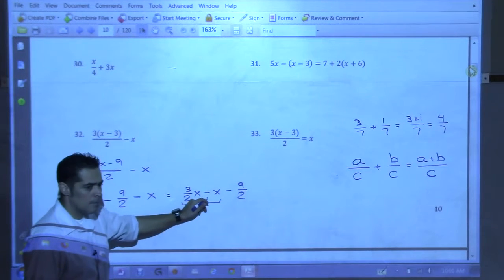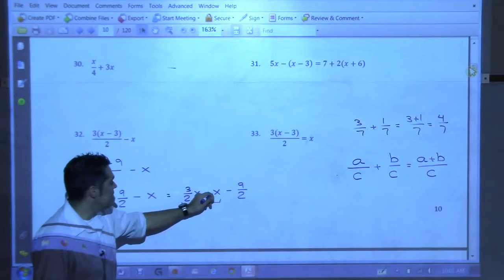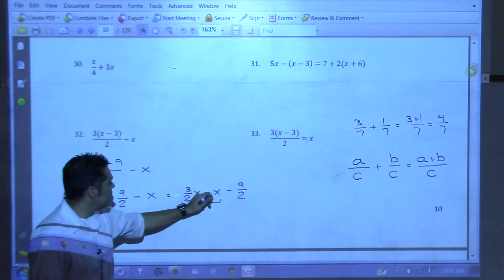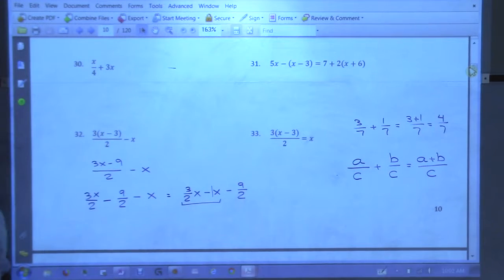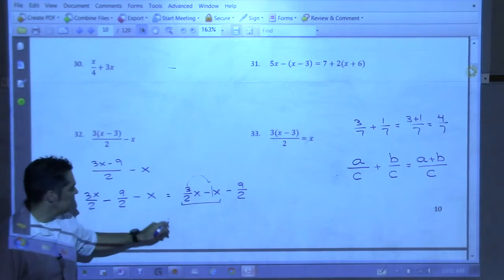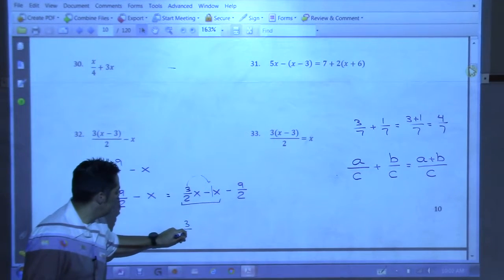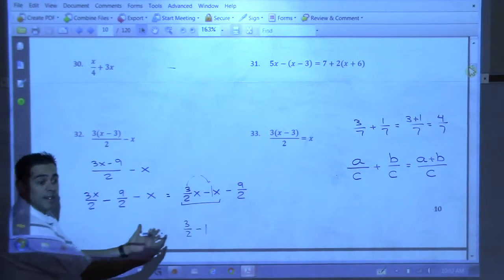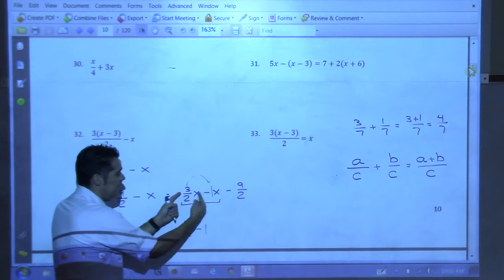Technically, you can put x over 1. Yeah, this is like x over 1. So this is a 1 in front of that, right? So you're really just going to be subtracting 3/2 and taking away the 1. So like this. That'll be the number that's in front of x. Whatever this number is minus that number.